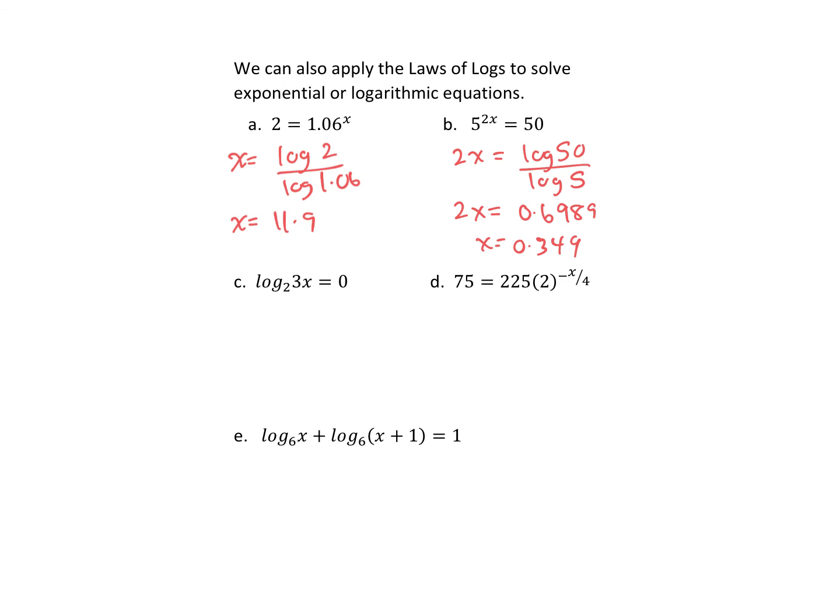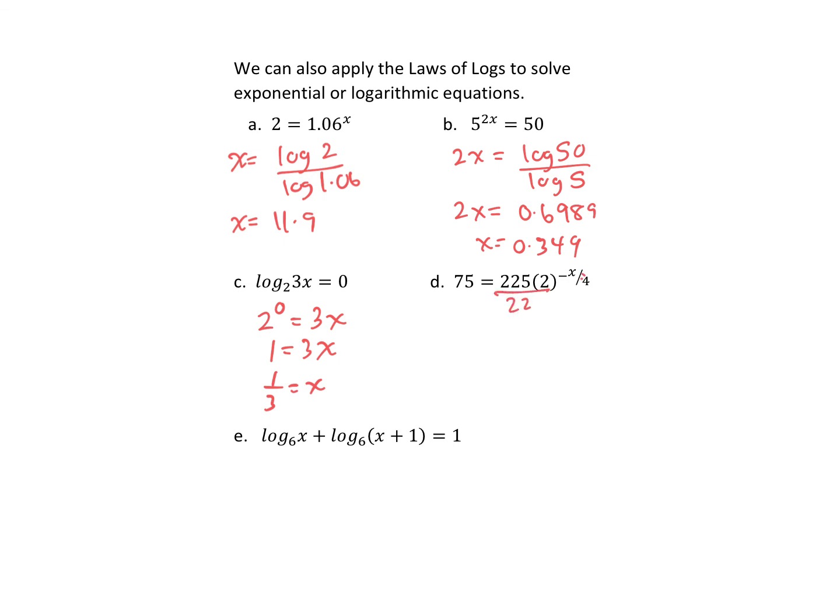This one I probably would put in exponential form. So 2 to the power 0 equals 3x. 2 to the power 0 equals 1. And so x equals 1/3. So you have to look at the question and decide whether you're going to use change of base formula, if you're going to use any of your laws of logs, or maybe you just put in exponential form and solve from there.